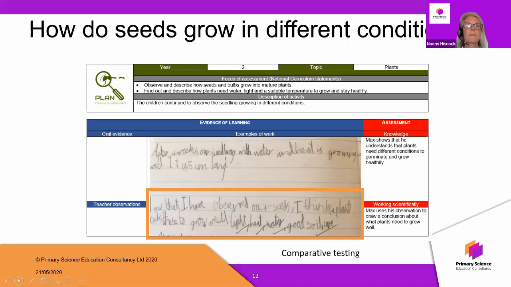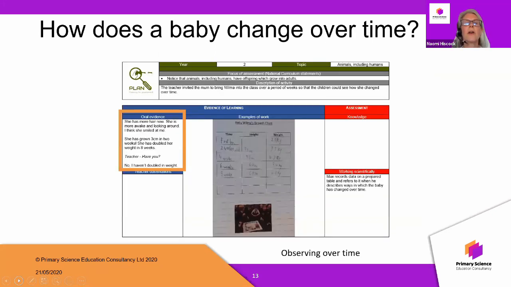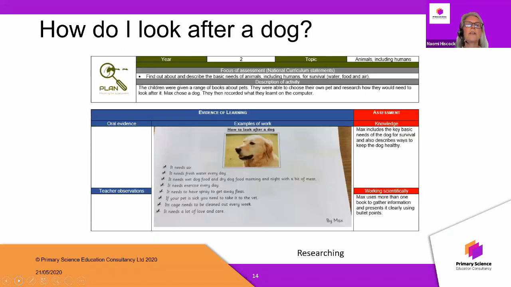So after a baby was brought into class regularly every other week, and the children asked questions, the baby was also weighed and measured. And again, read the oral evidence. And finally, doing some research around what you would need to do to look after a dog. So looking up things and using a range of books, and then Max has put together a little Word document.